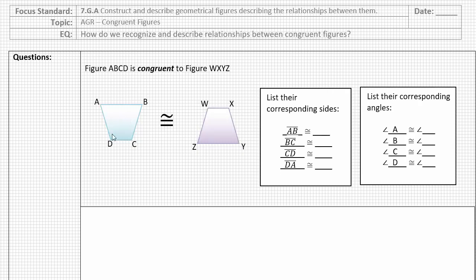Here we're looking at two polygons, quadrilaterals to be exact, and we're being told that they are congruent. So this figure ABCD, named by its vertices, is congruent to figure WXYZ. So we want to think about, what does it mean to be congruent? What do you notice about these two figures?